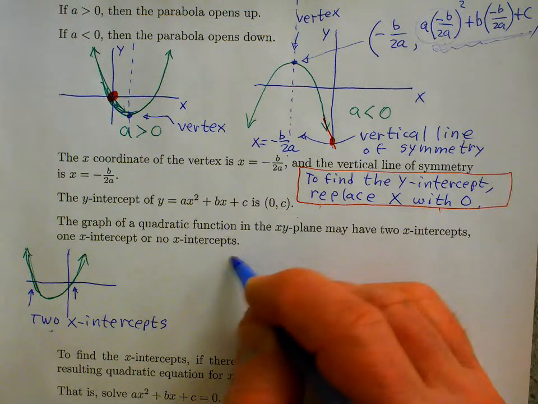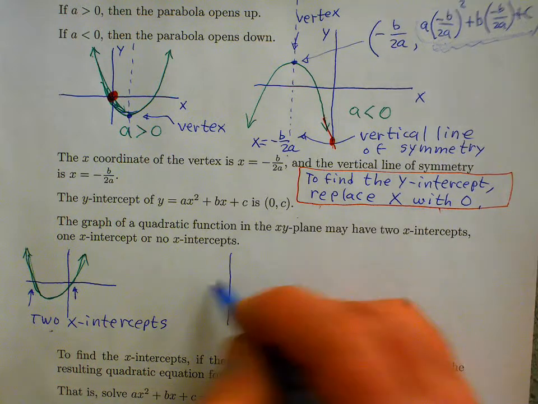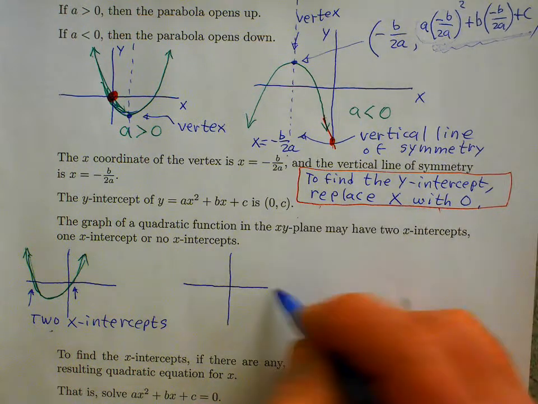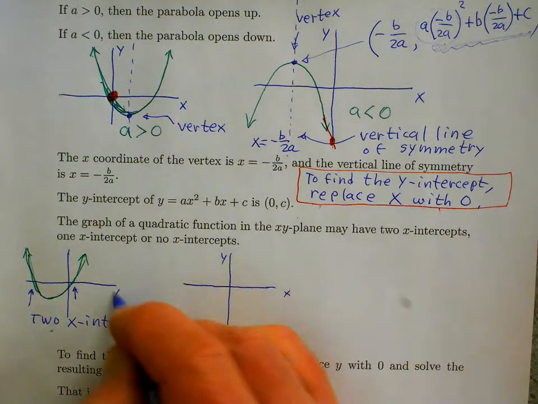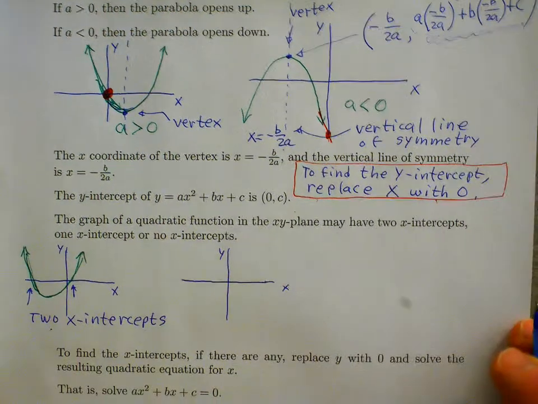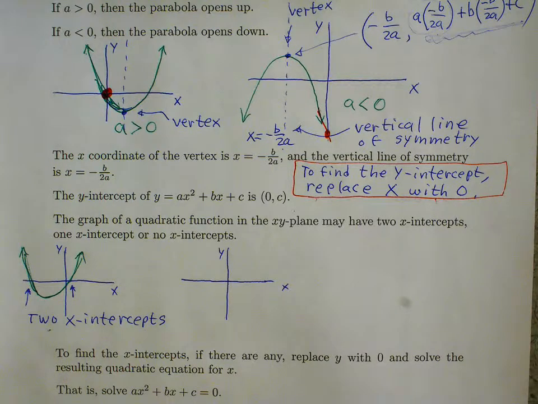So what could happen if you have just one x-intercept? Or what has to happen? If there's just one x-intercept, how could that happen? Would it happen if it was tilted to the right or to the left, where just the vertex would be on the x-axis? The parabola opening to the right or to the left?